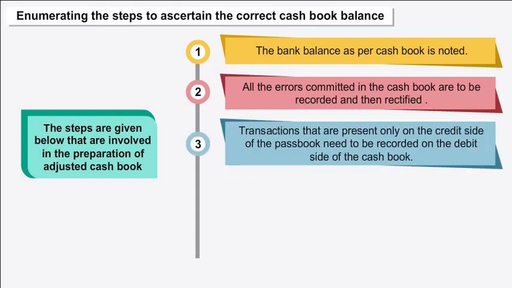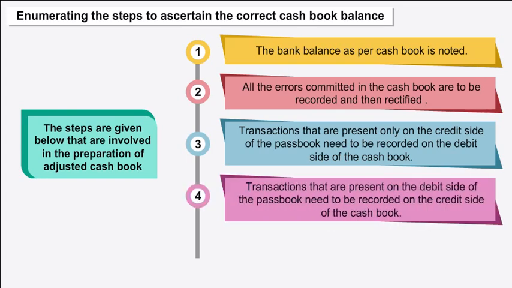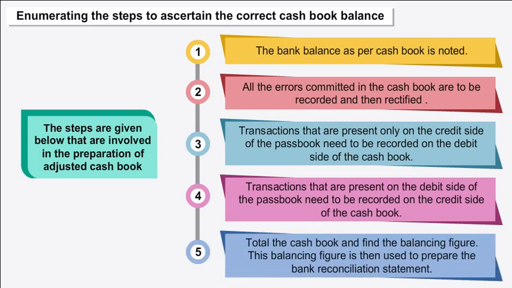3. Transactions that are present only on the credit side of the passbook need to be recorded on the debit side of the cash book. 4. Transactions that are present on the debit side of the passbook need to be recorded on the credit side of the cash book. 5. Total the cash book and find the balancing figure. This balancing figure is then used to prepare the bank reconciliation statement.